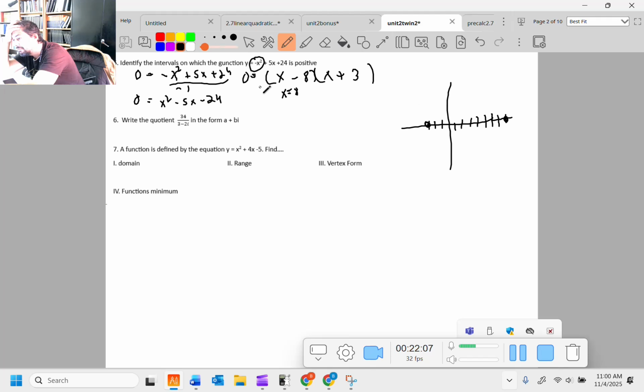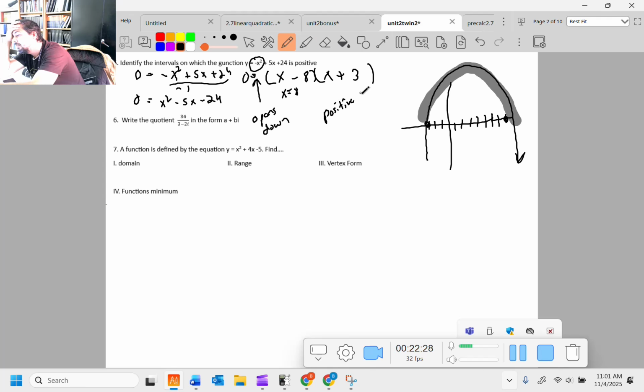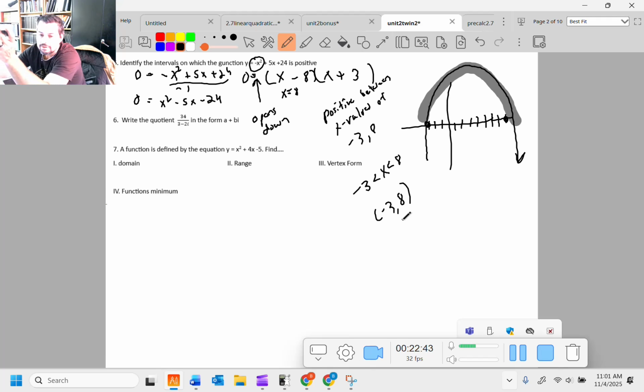Now you see that? Opens down. It ain't perfect, but it's good enough. There is such a thing as good enough. The reason I'm highlighting that territory is because that's where the graph is positive. I am positive between x values of negative 3 and 8. As an inequality, that's negative 3 less than x less than 8. As an interval, that's negative 3 comma 8. Either one of them works.